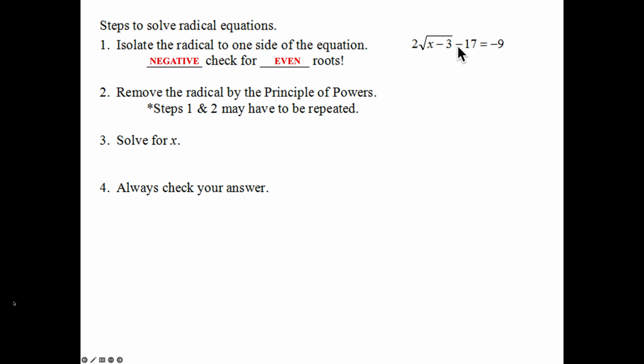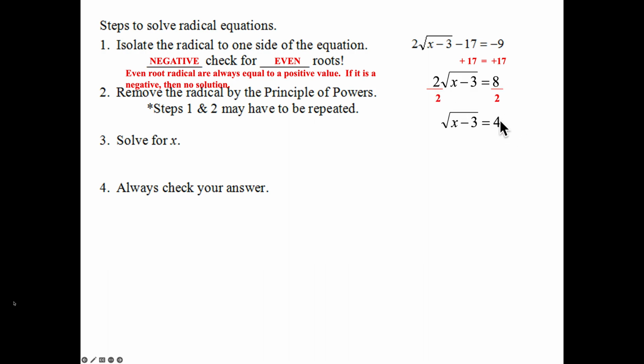So I'm going to have to add over the 17 first. That's going to give me a positive 8. Then I need to get rid of the multiplication of 2 to the front of my square root symbol to get that isolated. So I divide both sides by 2. Now it's equal to 4. So now here's my even root, a square root. That's my radical. It's equal to a positive value. Then I can keep solving. If this was a negative 4, I would stop and say no solution.